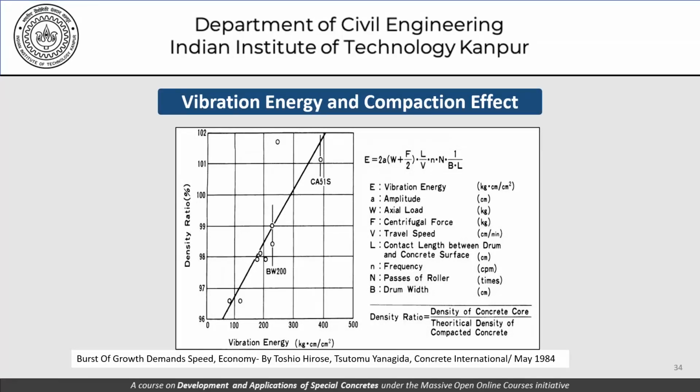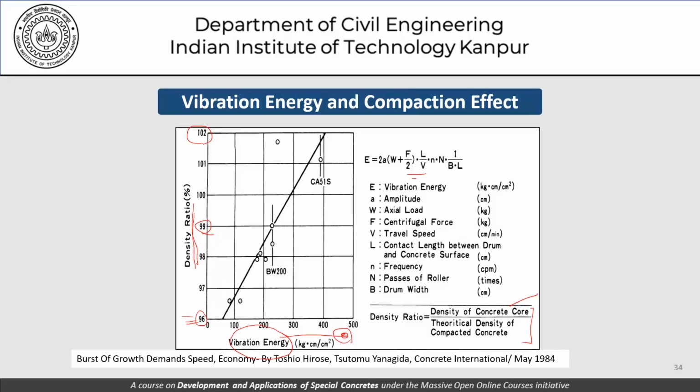This picture here, instead of including it as a part of the lecture, I've brought it into this section, which is something to think about. And you can see that this picture shows a relationship between the vibration energy and the density. So there are several ways of looking at it. One is that we are looking at a density value which is in the very close bracket of 96 to 102%. And how is this percentage defined? This is the ratio of concrete core to the theoretical density of compacted concrete. So there is a very small range that we are working with, 96 to 102, and what is there on the x-axis is equally interesting.